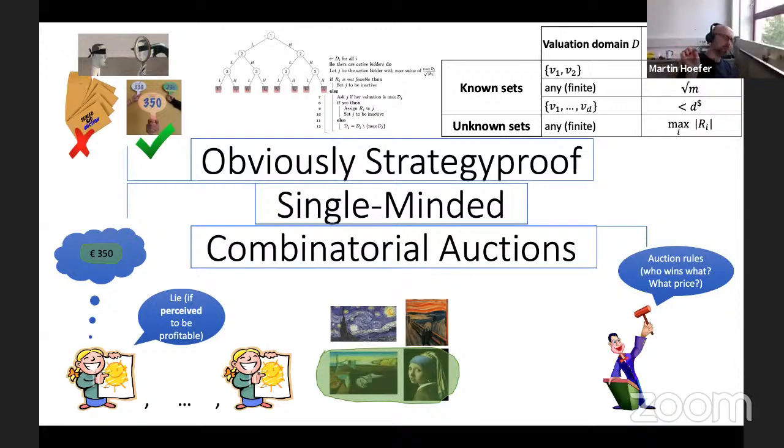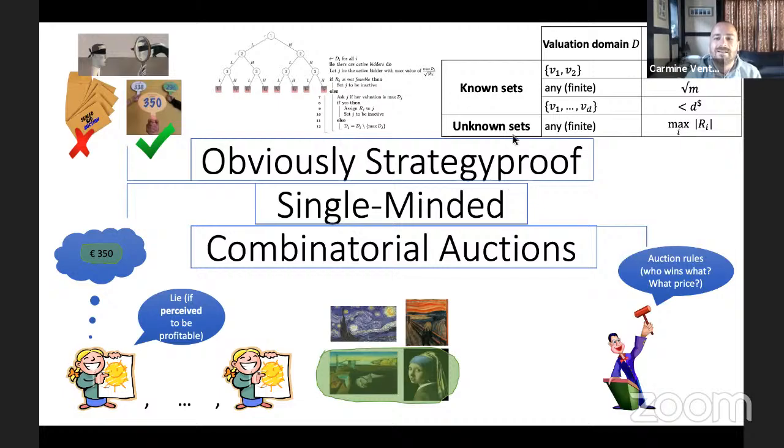Can this extend to like more general combinatorial auctions, like K-minded or things like this? No, and this is also a point that it's important to make. So the unknown sets is a multidimensional setting because bidders can lie about two objects. And this is the first known case in which you can do OSP for multidimensional bidders.